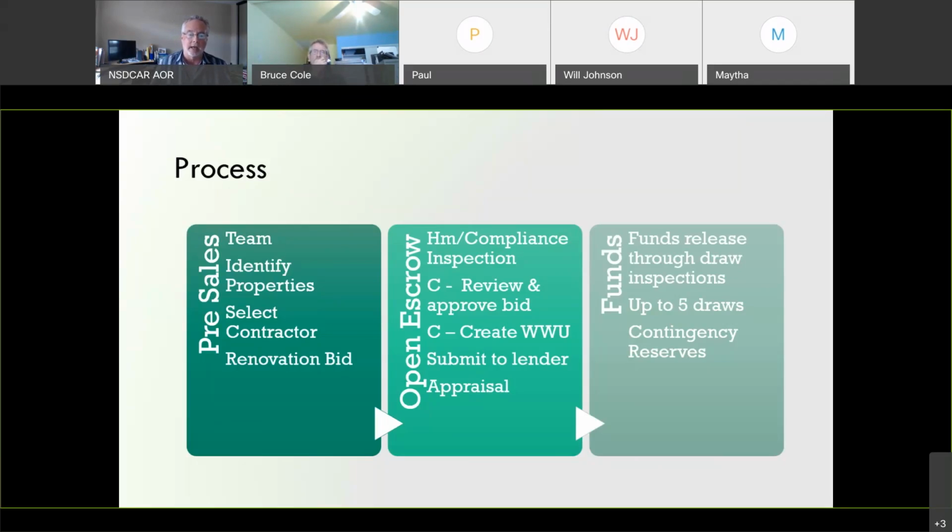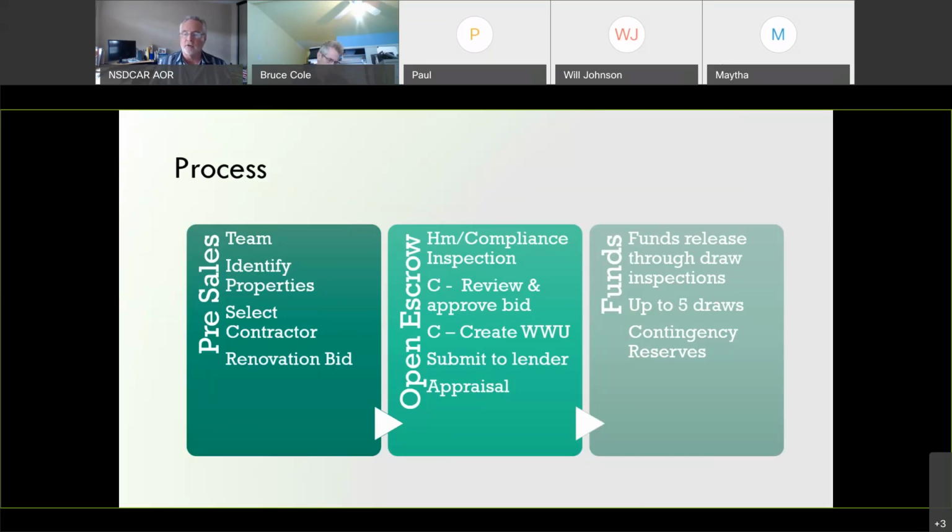And then once escrow opens up, time is of the essence. We need to get the compliance inspection going. I treat this as a priority. I'll have that compliance report done by the next day, so it's back in the contractor's hands. Get the bid completed, so I'm going back and forth with the contractor, completing the work write-up. That's the documentation I referred to, so we can submit it to the lender, and the appraisal is ordered. And then we talked about the fund process. Again, the realtor's done at that stage.